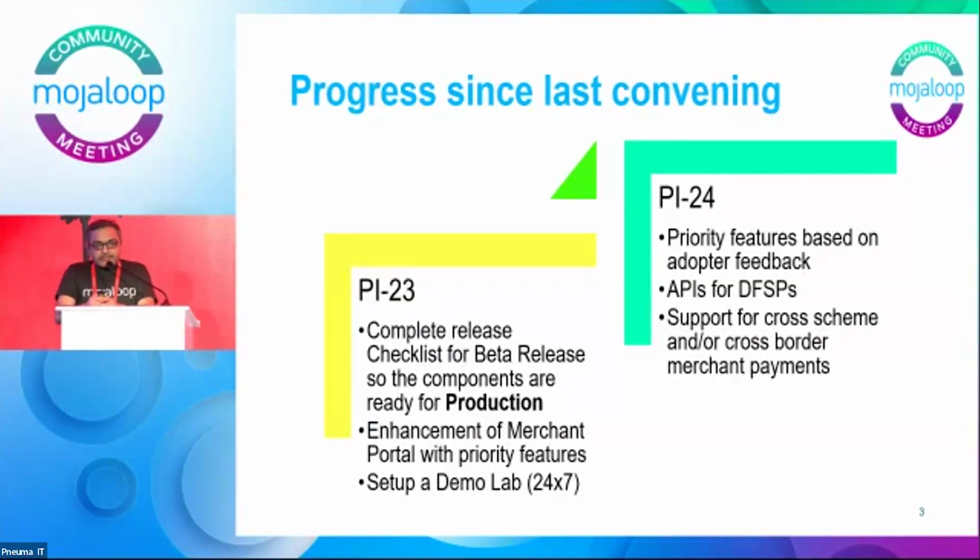The other part is there were some enhancements which we thought we should do in the merchant payment portal which we had created. So those enhancements are done, and the last thing was to set up a demo lab. The adopters can see in real time and experience using mobile apps how the merchant payments work, and all the demo lab source code is there for people to download and set up their own environment to do an end-to-end demo. So these three things which we are working, and I'll come to the PI 24 tasks at the end.